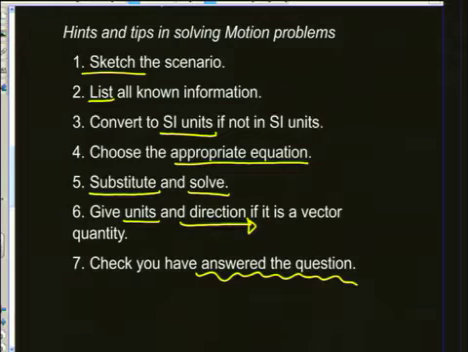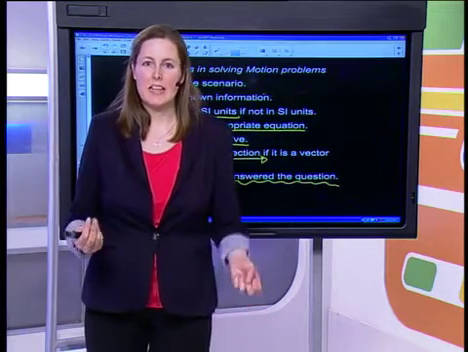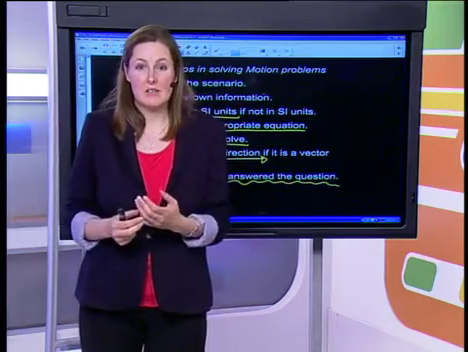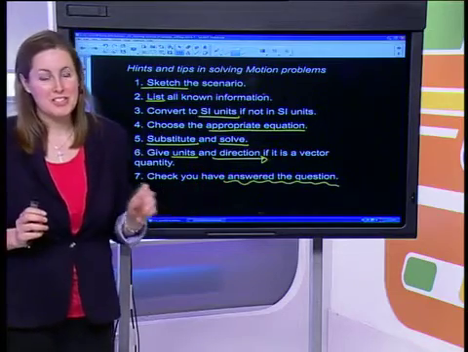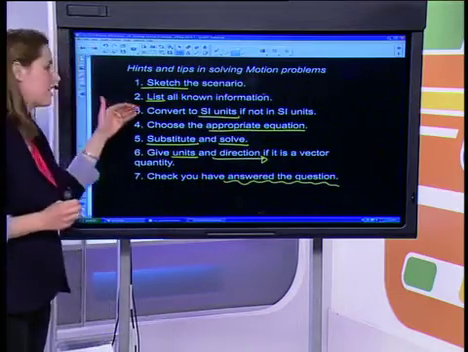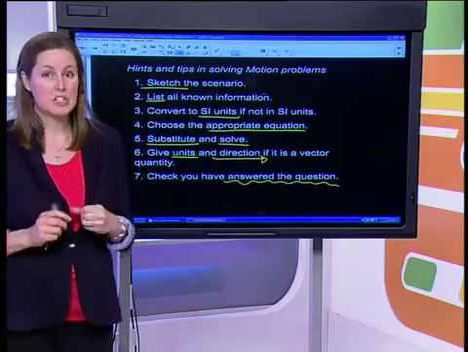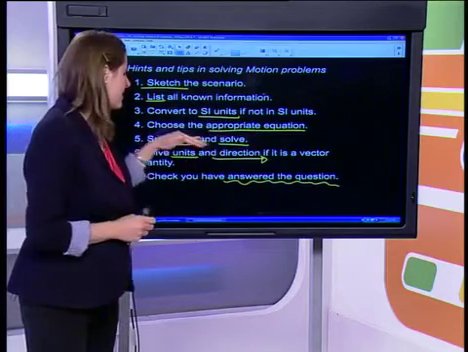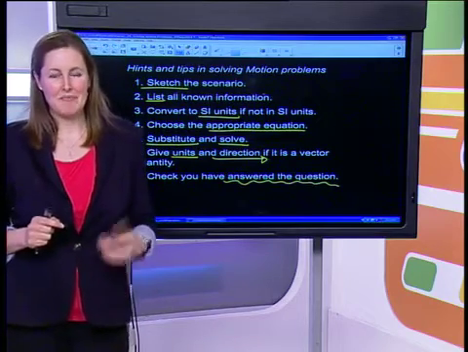Very often the question will ask you a specific piece of information, like, I know we've got one coming up, has this person exceeded the speed limit? And you've found an answer, but you must make sure that you actually go and answer the exact question. So those 7 points, I think, will help you to tackle any motion question that you will ever get. So sketch the scenario, list the known information, because those 2 points will help to make sure that you've interpreted the question correctly. Convert to SI units, find an equation, substitute and solve, and give your answer with units and direction, and then go back and check you've answered it correctly.